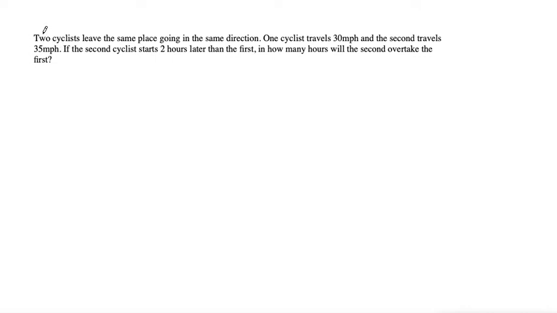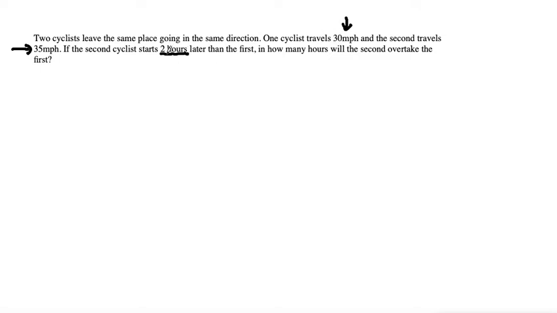So this problem says two cyclists leave the same place going in the same direction. One cyclist travels 30 miles per hour and the second travels 35 miles per hour. If the second cyclist starts 2 hours later than the first, in how many hours will the second overtake the first?